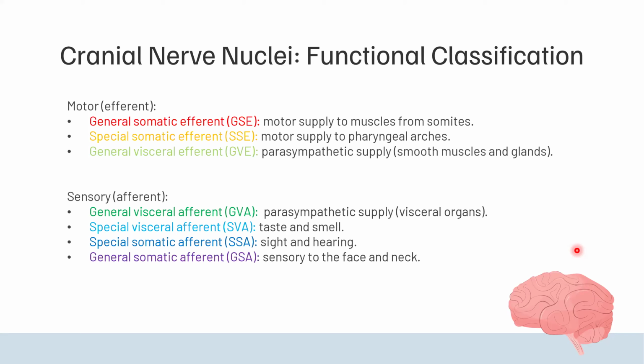Our special somatic efferent, when I'm talking about pharyngeal arches, will be the motor supply to those pharyngeal arches. Okay, and what those are, we will get to in a second. The special visceral afferent and the special somatic afferent are also from within those pharyngeal arches, but they're not supplying the muscles. Instead, they go along with those pharyngeal arches to give me our special sensations. Is that clear?